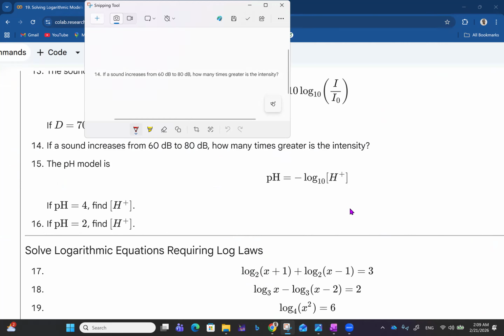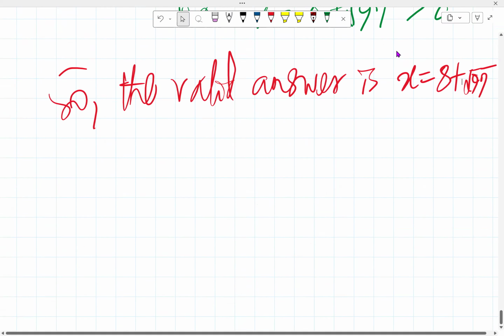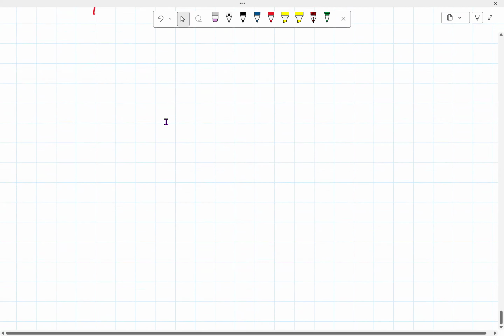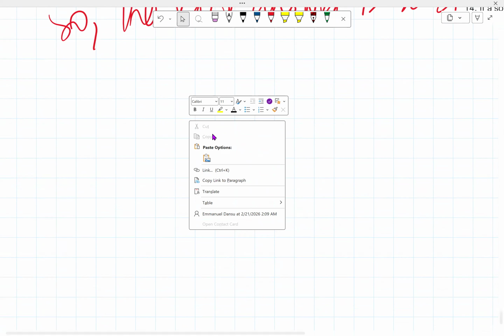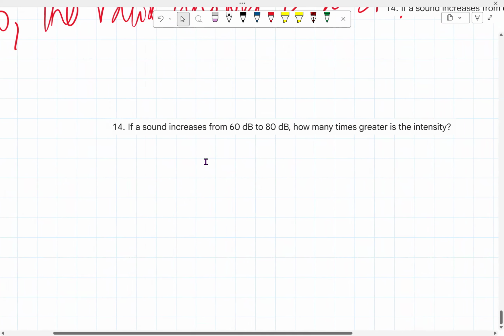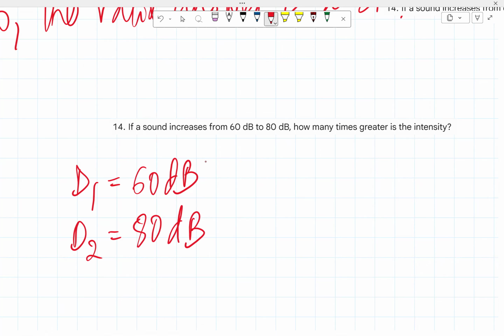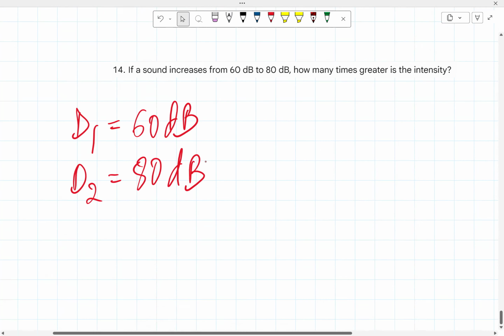Then I copy and take it to the page over there, to the worksheet, like I like to say. Okay, I need to paste like this. So if a sound increases from 60 decibel to 80 decibel, so we have sound one, that's 60 decibel, then sound two is 80 decibel. So how many times greater is the intensity?